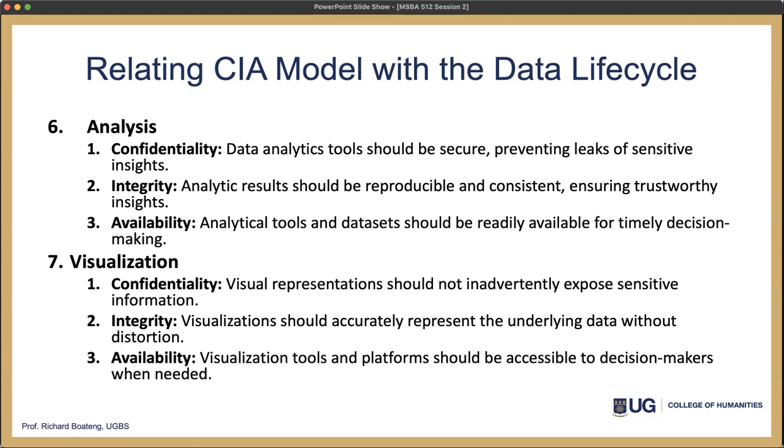Okay, analysis part. The analytic tools should be secure, preventing leaks of sensitive information. Analytic results should be reproducible and consistent, ensuring trustworthy insights. When we say reproducible, that means that at the end of the day, we have the opportunity of producing it again based on the data set. That means that you have actually set up a template that makes it easy for us to pull the data to be able to get insights from it in any other way that we want.